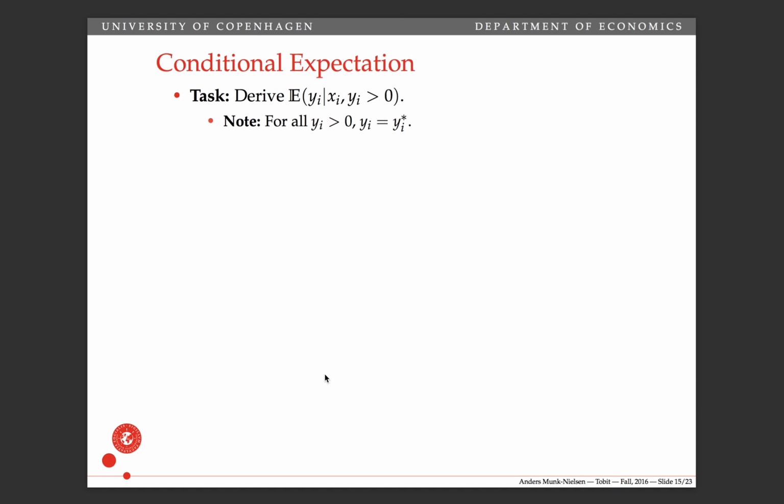One of the interesting features is the conditional expectation of y conditional on x and on y being positive. In other words, if y is wages and x is years of schooling, then this is the expected wage conditional on the years of schooling you have and on you actually participating in the labor force and not having zero wage.